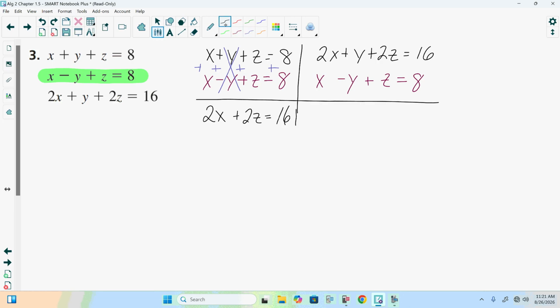The y's are already the same in the other equation also. We have positive 1y and negative 1y. What do we add or subtract?